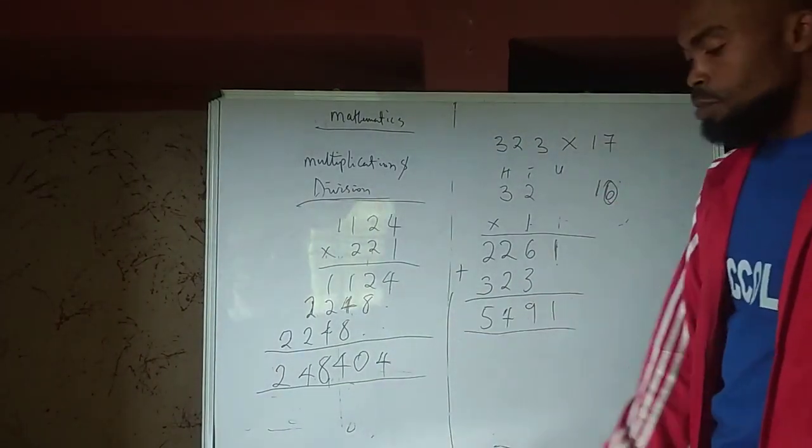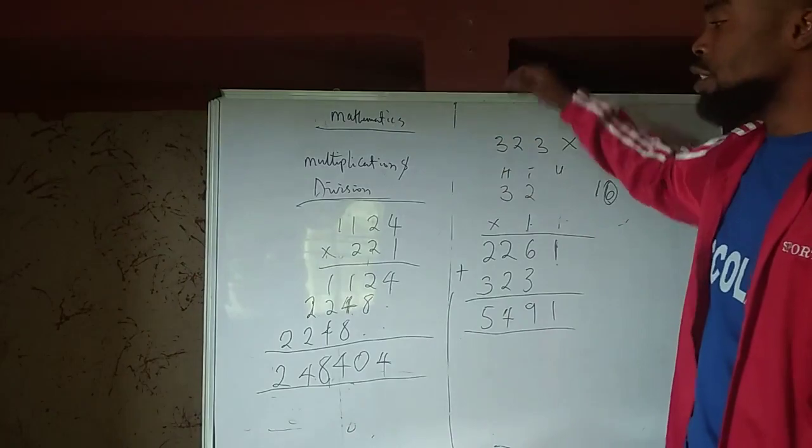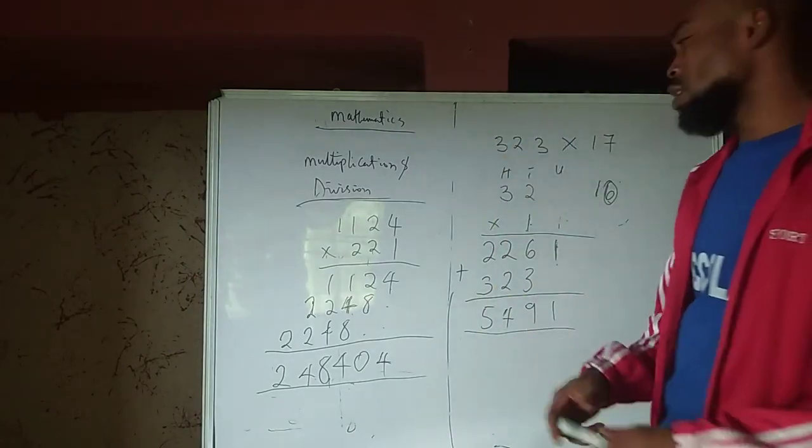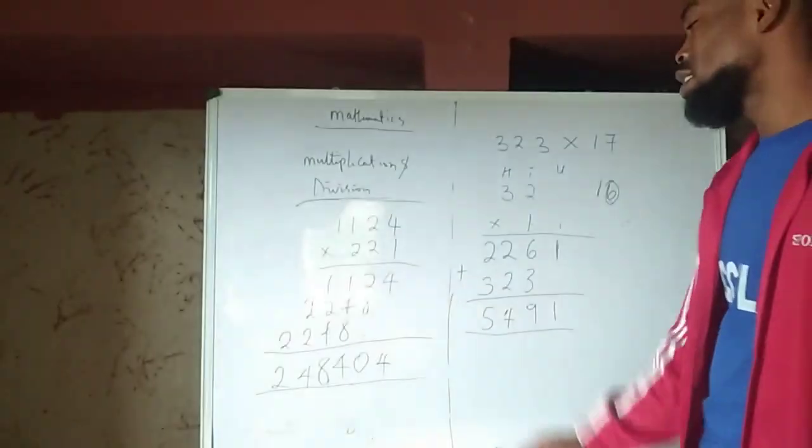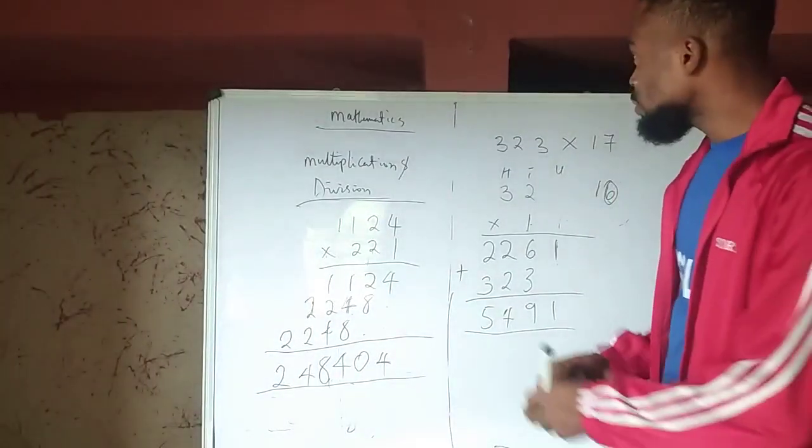So this is how basically you carry out multiplication. This type of multiplication is often called long multiplication. Yeah. So that's that. All right.